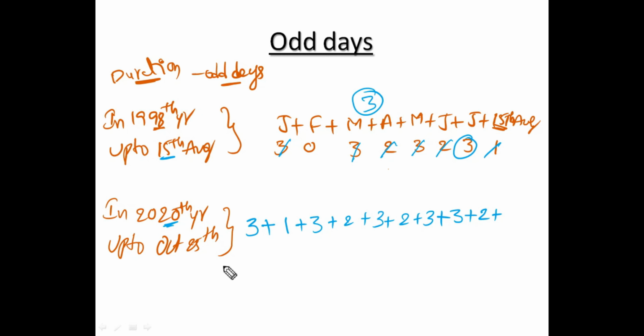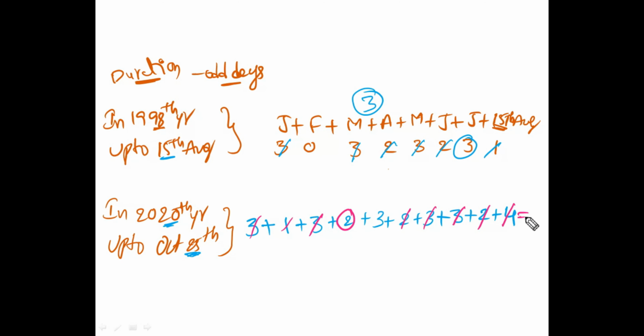In 25 days, 21 is divisible, that's why remaining 4 days. Here also cancel 7 multiples. 4 plus 3 is 7. 2 plus 3 plus 2 is 7. 3 plus 1 plus 3 is 7. Remainder 2. So there are 2 odd days in 2020th year up to October 25th.